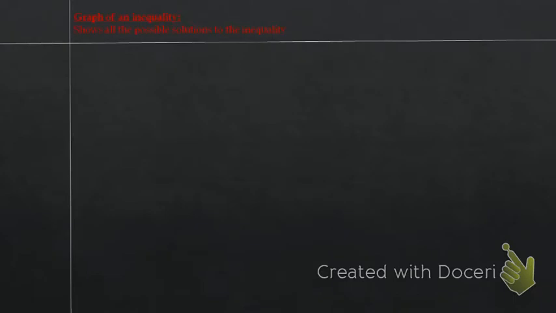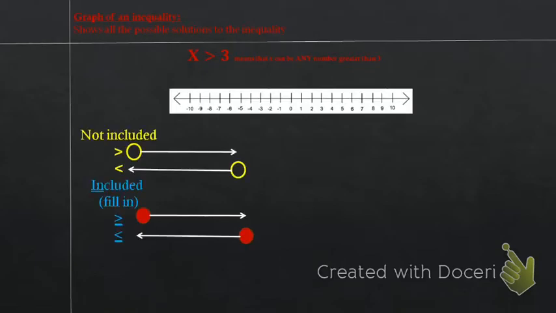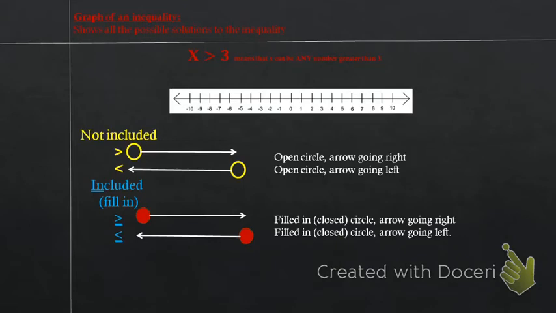All right, so a graph of an inequality shows all your possible solutions to the inequality. So x is greater than 3 means that x can be any number greater than 3. Okay, it says 3 is not included. So when you have a less than or greater than sign, you have an open circle. If it is less than or equal to or greater than or equal to, you have a closed circle.